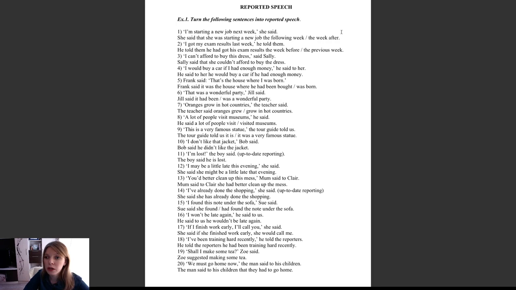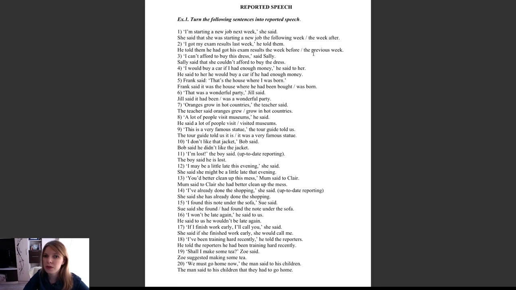Number two. I got my exam results last week, he told them. He told them he had got his exam results the week before or the previous week. So we change the verb in past simple into past perfect, had got. We change the time expression last week into the week before or the previous week.